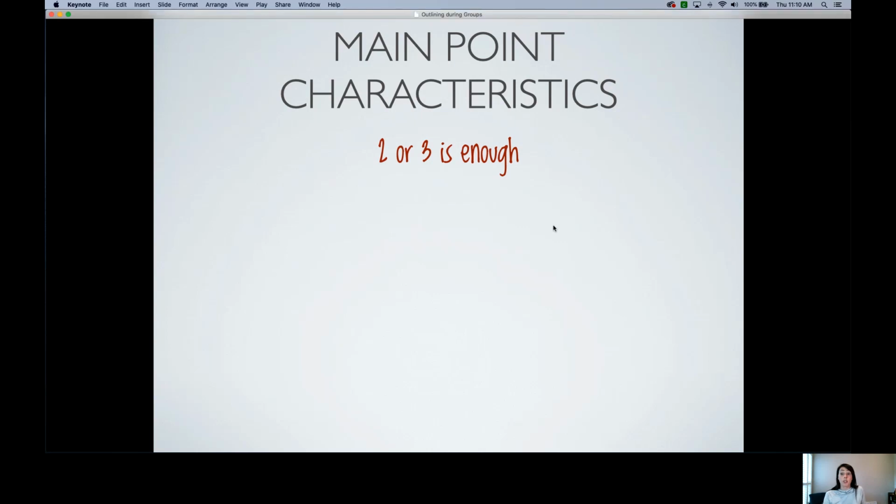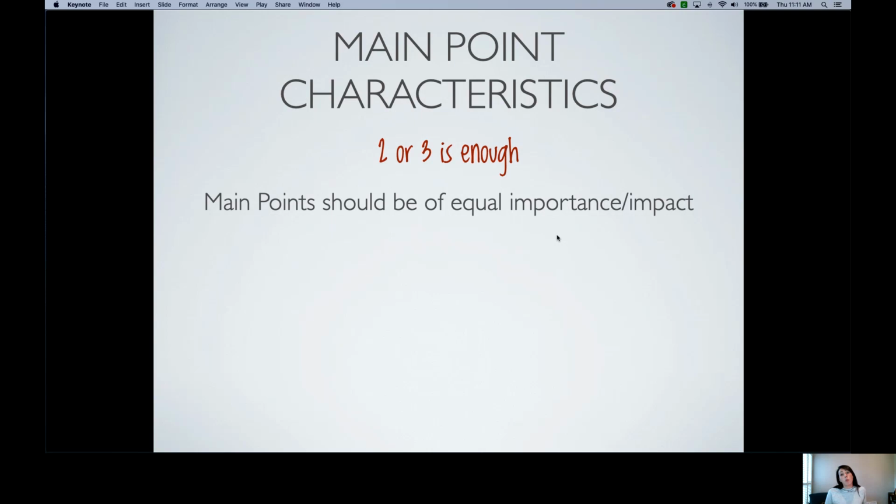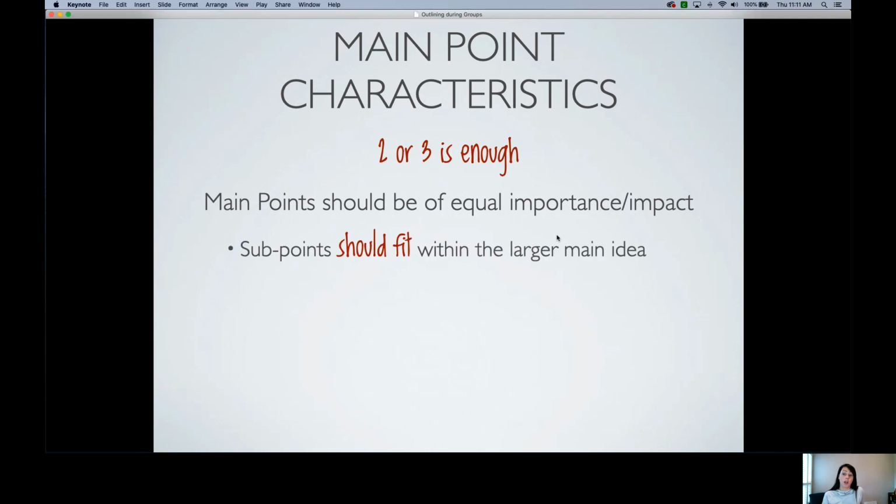Your audience has a limited attention span. They will not follow you through 17 different reasons that you should own a bakery. They're not going to. And your main points should be of about equal importance. So they should have the same degree of impact on the audience. Your subpoints should fit within the larger main idea of the main point.